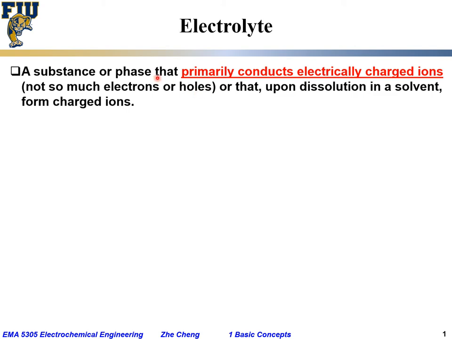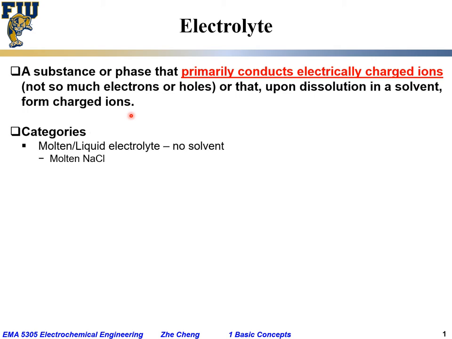And this substance can also be something that upon dissolution in a solvent forms a solution and then forms charged ions in the solution state. So that is electrolyte. It is a phase of substance that either by itself conducts electrically charged ions, not so much electrons or holes, or it could be a substance that when it is dissolved in a solvent to form a solution, forms charged ions in the solution. Okay, that's a concept. Now we give examples.